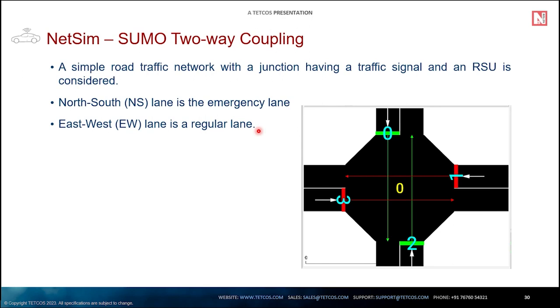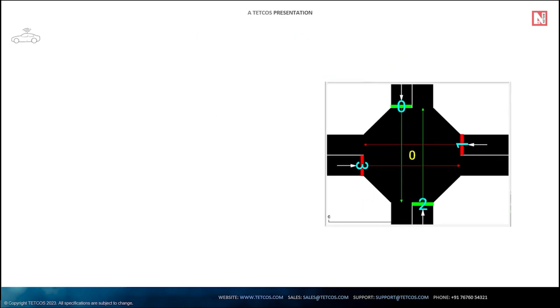The RSU is responsible for ensuring uninterrupted traffic flow in the emergency lane. This is achieved by identifying vehicle type, distance, priority, etc. of the vehicles approaching the junction from the periodic beacons it receives from the vehicles. This is modeled with V2I communication support in NetSim along with feedback loop established with SUMO.